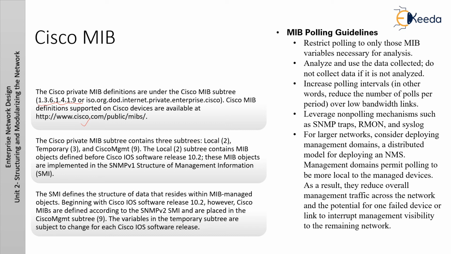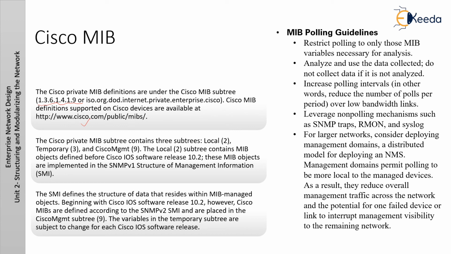Now, the Cisco private MIB subtree contains three subtrees: local, temporary, and Cisco management. The local subtree contains MIB objects defined before Cisco IOS software release 10.2. These MIB objects are implemented in SNMP version 1 Structure of Management Information. The SMI defines the structure of data that resides within a MIB managed object.